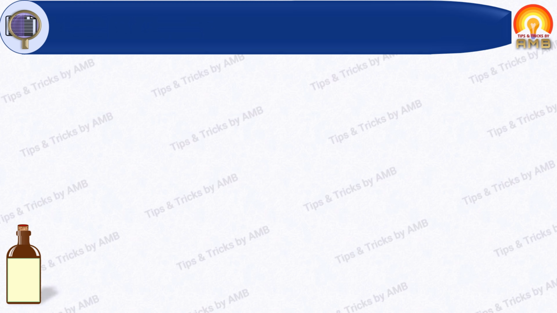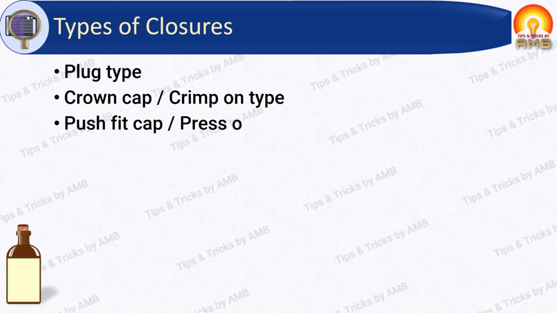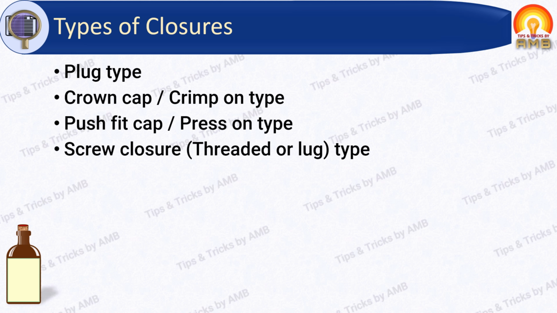Now, let's discuss the types of closures. There are 5 main types of closures as plug type, crown cap or crimp on type, push fit cap or press on type, screw closer or threaded or lug type, and roll on type. Let's discuss these types one by one.